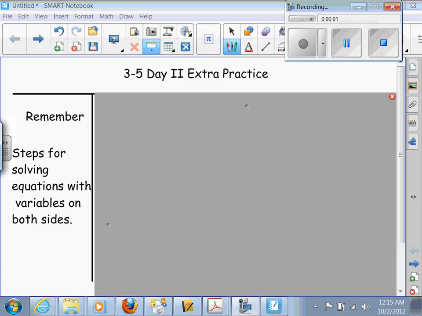Alright, guys, this is lesson 3-5, day 2, extra practice. Yesterday, you were introduced, really introduced for the first time. I showed you one example on Friday last week, but you were shown again what equations look like with variables on both sides, and you were shown how to solve them. You were given examples, and I was told that Mr. Jarvinsky went through some things with you as well as the sub, and she said things went well.